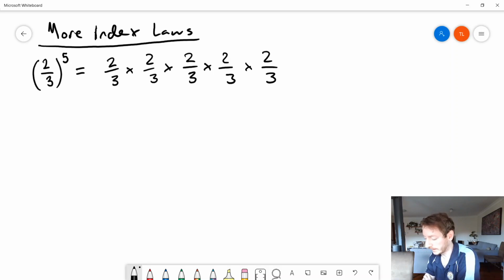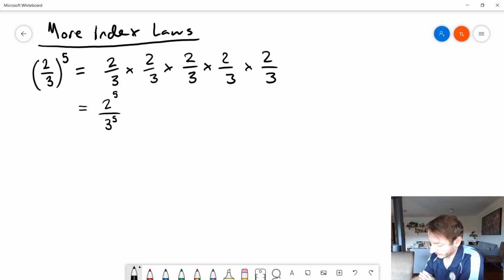I could just write it like that, or if we remember, when we multiply fractions, we multiply the numerators with each other, the top of the fraction, and then we just multiply the denominator, so the bottom of the fraction. So 2 times 2 times 2 times 2 times 2 is 2 to the power of 5. 3 times 3 times 3 times 3 times 3, 3 to the power of 5.